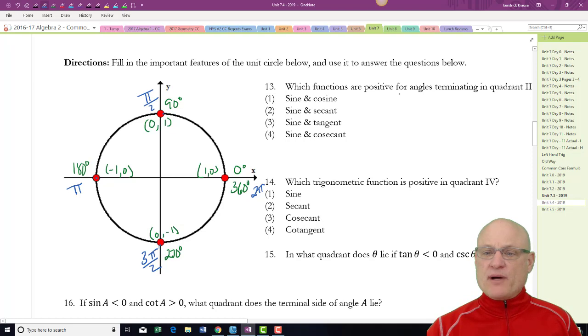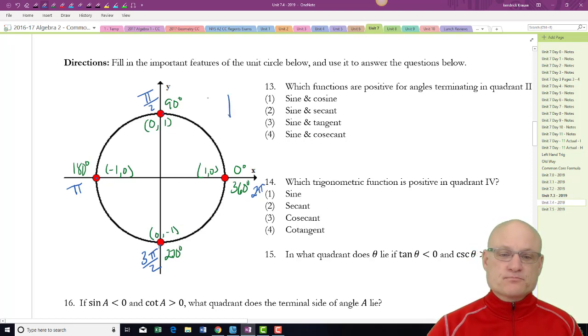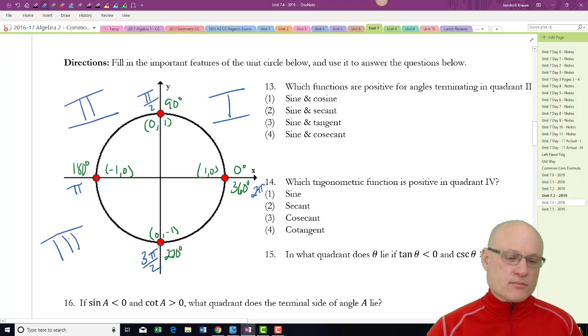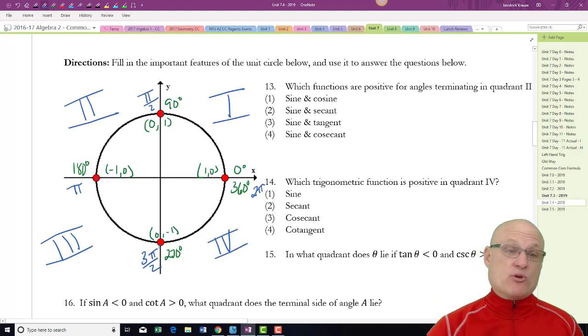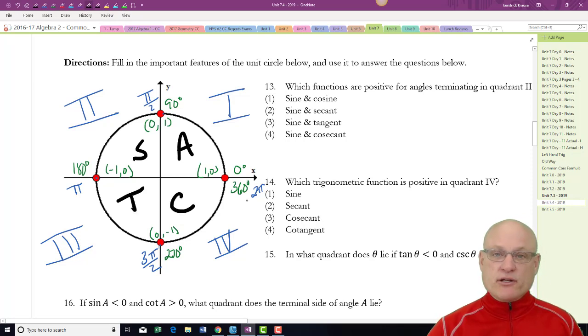Which functions are positive for angles in quadrant 1, quadrant 2, quadrant 3, quadrant 4? These are all the things that you now know and better start committing to memory because they are going to become incredibly important. Let me just tell you this one more thing. All students take calculus, and that's going to help you find out where things are positive.